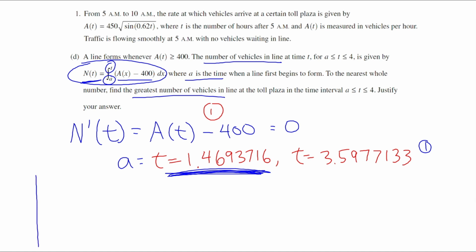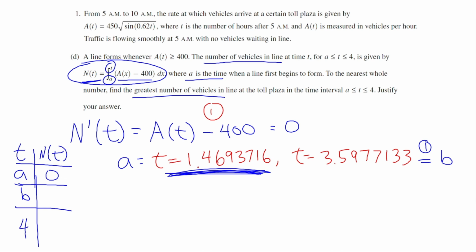So we'll just make a little chart here. We've got t, and we'll call this n of t, right? At t equals a, we know we had 0 cars in the line. And I'll just call this one b just to make my life a little bit easier so I don't have to rewrite that number. And then we're also going to try this at 4. And so we can find n of b. It's just the integral from a to b of a of x minus 400. And so we'll use our calculator to find that value.